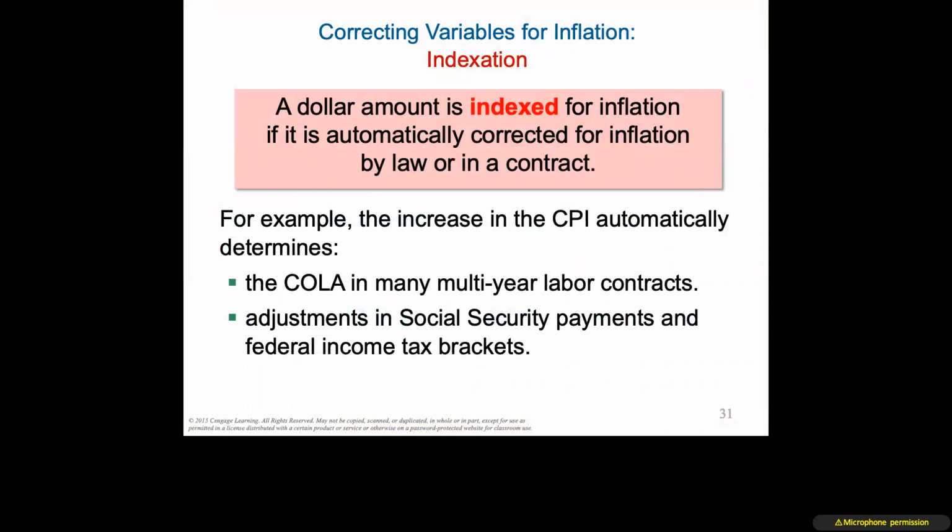So the dollar amount is indexed for inflation, is automatically corrected for inflation by law or contract, is considered to be the indexation. So what are we saying? We're saying that there are some contracts and some agreements in which the adjustment for inflation is corrected by law or contract, and we call that indexation. So the examples of those are COLAs, which are multiple year contracts, labor contracts, and Social Security payments.